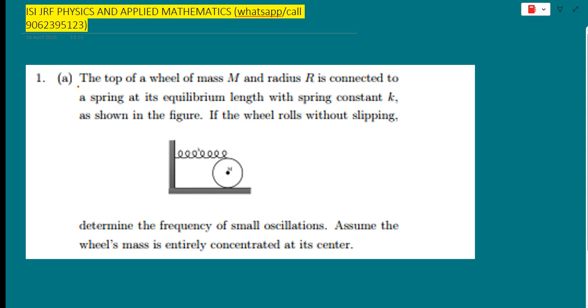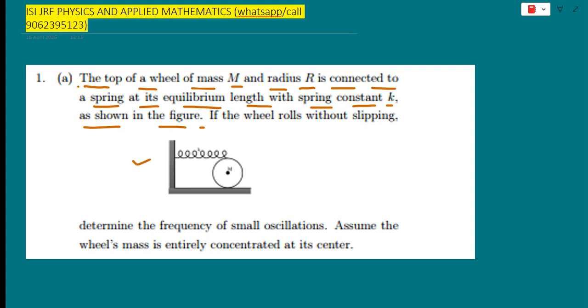The question says the top of a wheel of mass m and radius r is connected to a spring at its equilibrium length with spring constant k, as shown in the figure, and this is the figure. Now if the wheel rolls without slipping, determine the frequency of small oscillations. Assume the wheel's mass is entirely concentrated at its center.